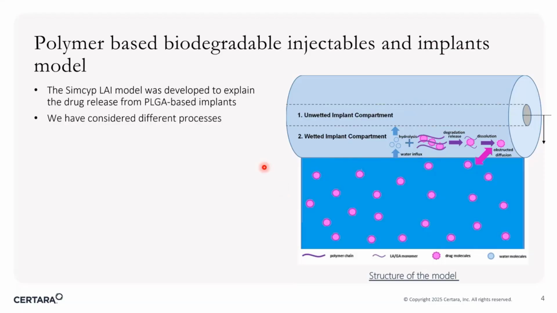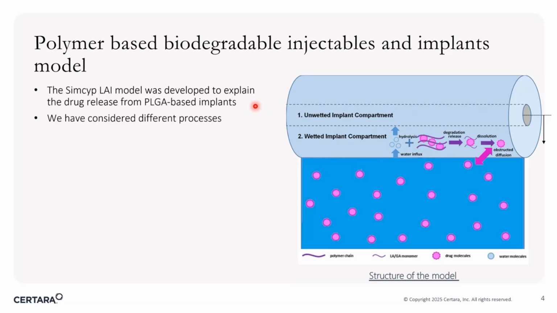Before going into the actual case study, I would like to discuss the model that we have in the Simcyp simulator, about the model structure and background. This is the model structure that we have in the Simcyp simulator, where we have a solid implant in contact with the release media. This model was developed to explain the drug release from PLGA-based solid implants, and it is a mechanistic model. It considers different processes that are known to happen in the case of solid implants when they are in contact with the release media.